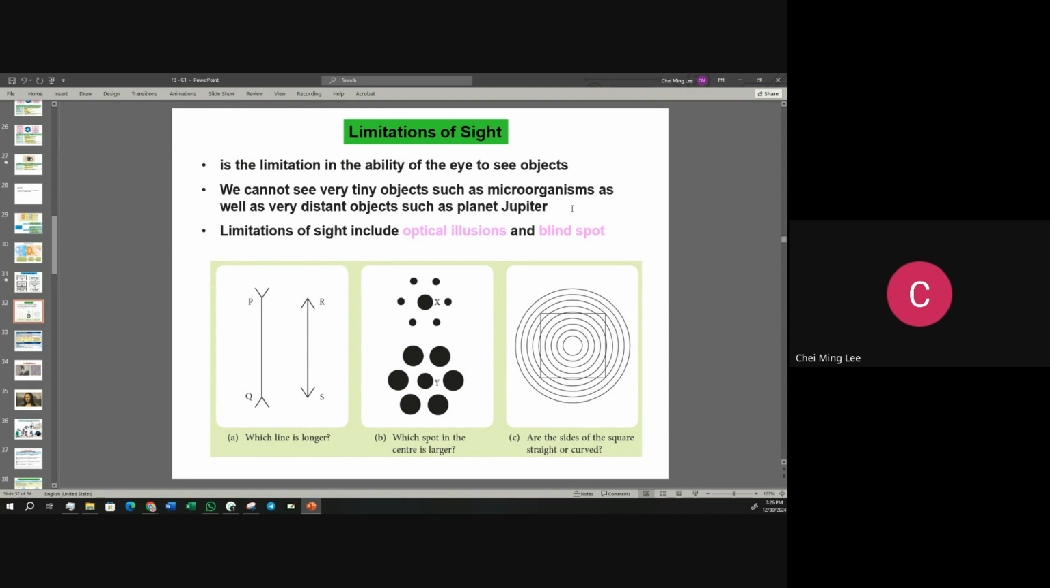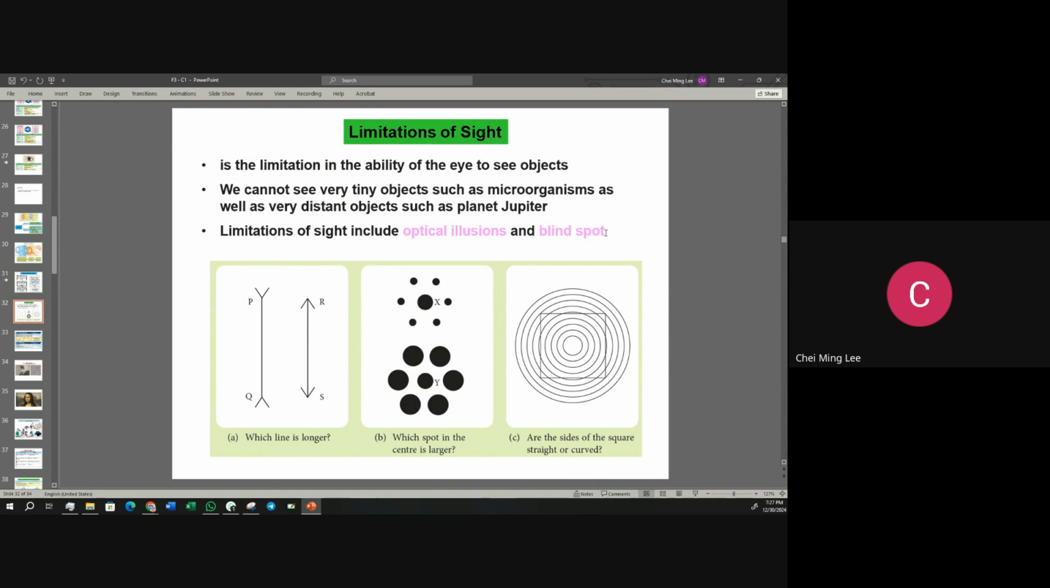Okay, so the limitations also include optical illusion and blind spot. A blind spot is a place where you can't see, where your sight cannot reach. For example, our vision only goes up to around 270 degrees, almost. Then if you want to see something at the back, you cannot see it. If you can see, there's something wrong with you.